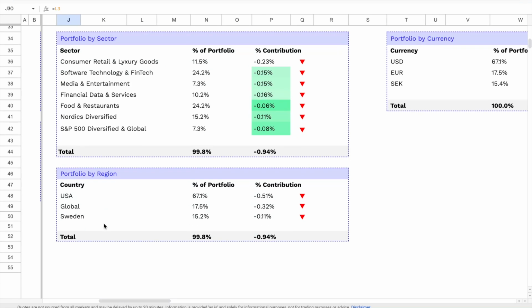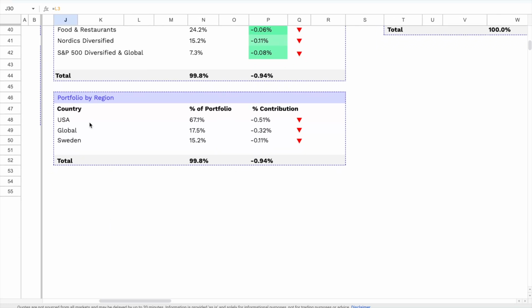I've done the same looking at the portfolio by region. In this fictional case, there is the US, we have global, and I have Sweden as the main regions or countries, and that, of course, is almost 100% minus the cash in the portfolio. You can see the percentage contribution. For this fictional portfolio, we can see that the US was the country that dragged down the entire portfolio yesterday.